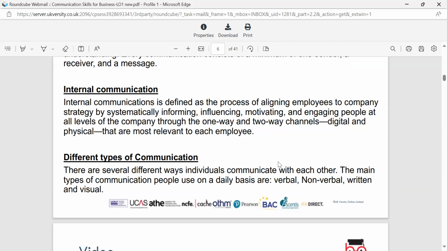People learn differently. You may be different to how I learn, and I may be different to how you learn. So, it's how people communicate with each other.